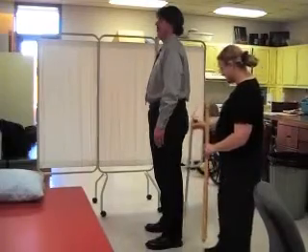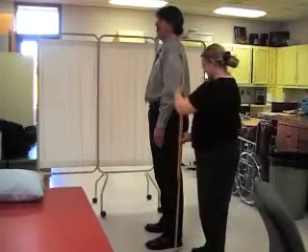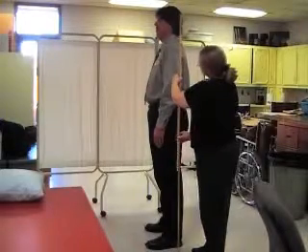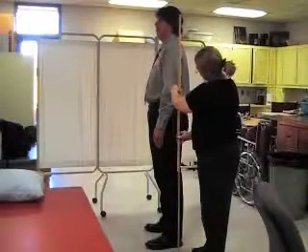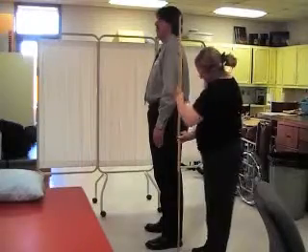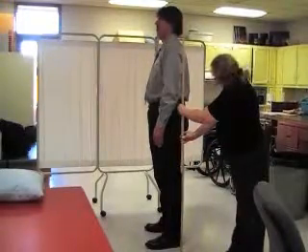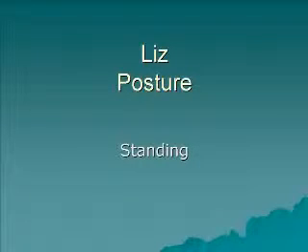A good way to look at that is take 2 or 3 yardsticks, turn them sideways, and you really want them intersecting the ear, the shoulder, the elbow, the hips, the knees, and the ankle. Okay. The next video is looking at Liz's posture in standing. Examine the curvatures of her spine and look for any abnormalities.